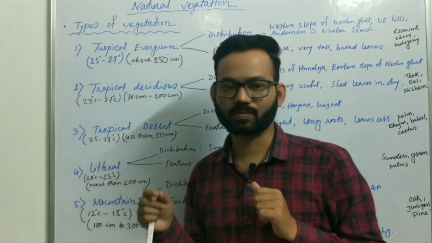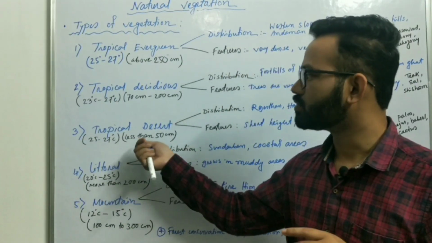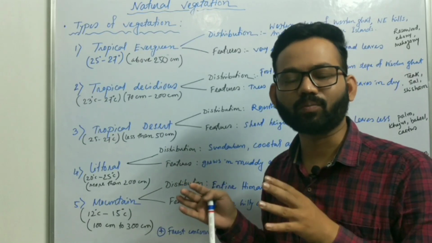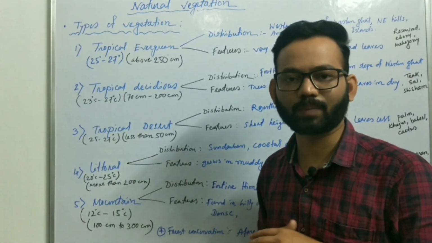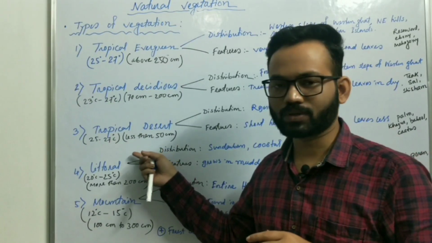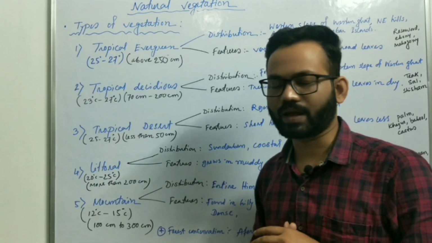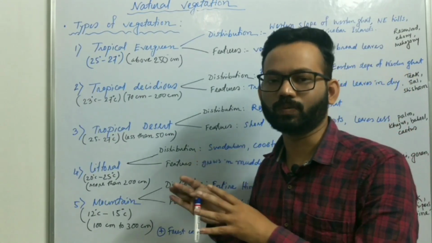Let's move to the third point, the tropical desert type of forest. As you see from the name, desert type of forest, that means there should not be much rainfall, there should be a small amount of rainfall. That's why we call it the tropical desert type of forest. Here the temperature should be between 25 to 27 degrees Celsius, and the annual rainfall is less than 50 centimeters. The rainfall is very low.